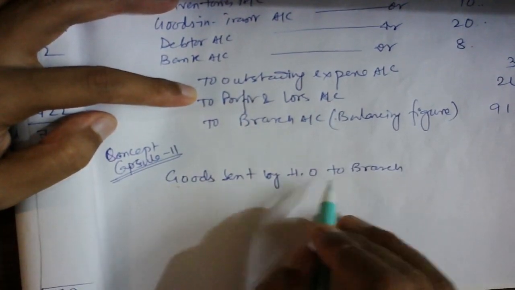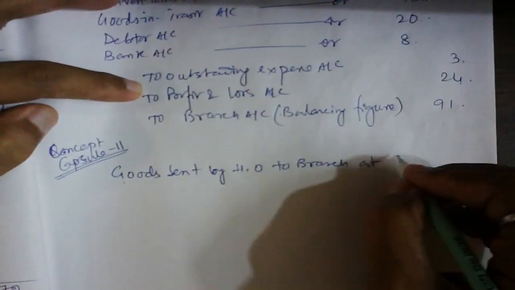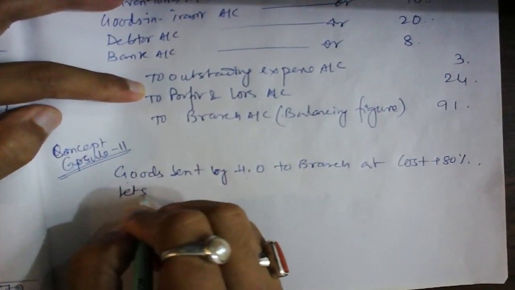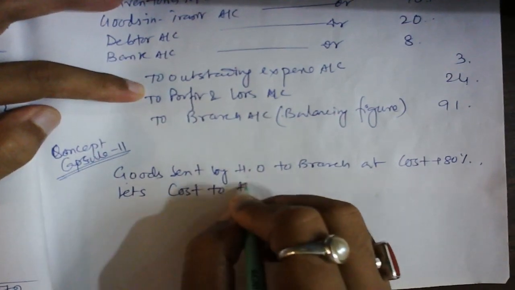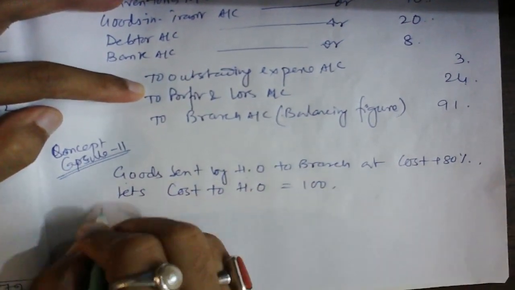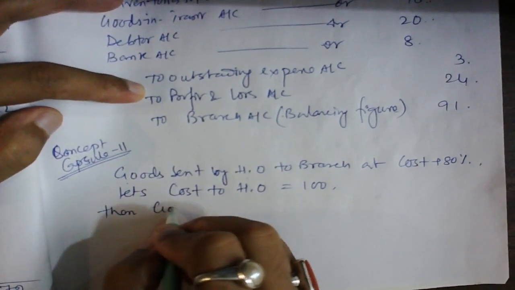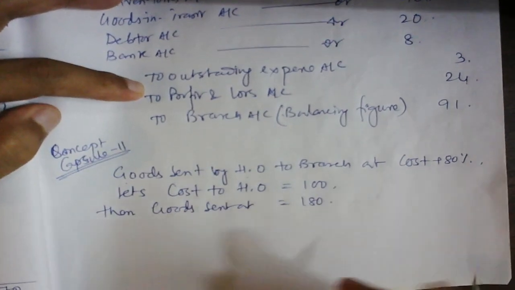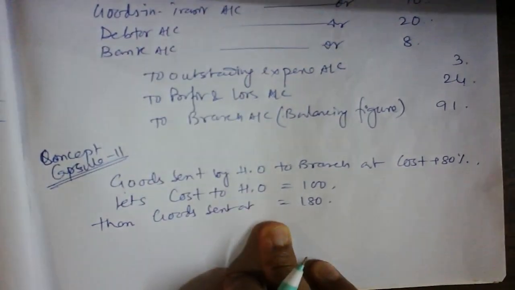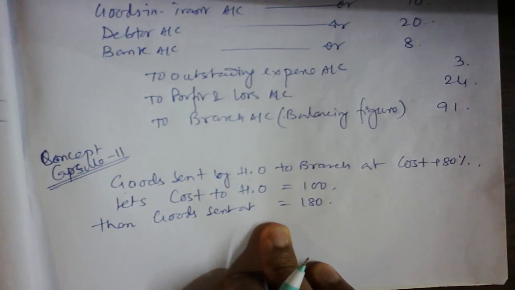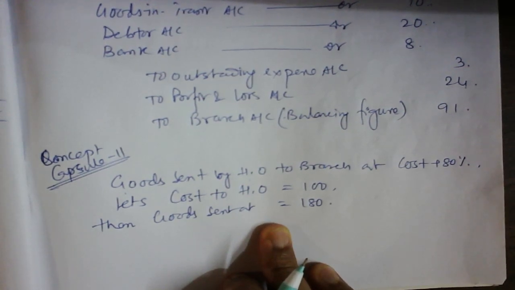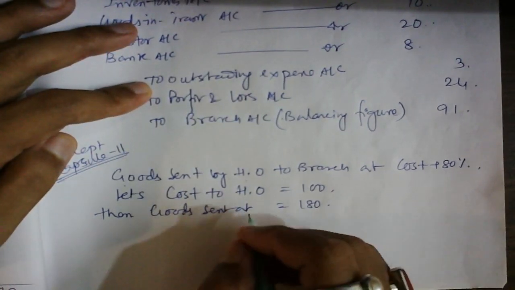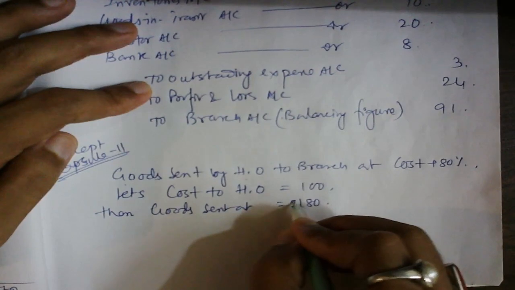Goods sent by HO to branch at cost plus 80%. Let's say if goods are sent by HO to branch at cost plus 80%, and the cost to HO is 100, then we can easily say the goods are sent at 180 rupees.